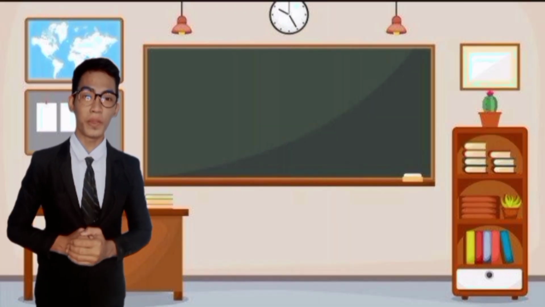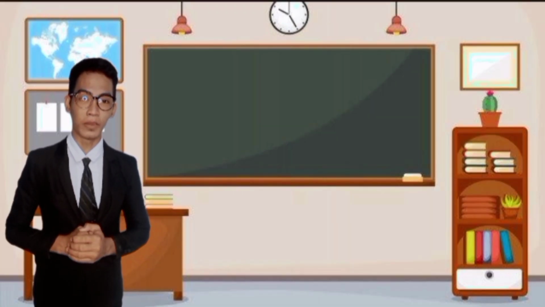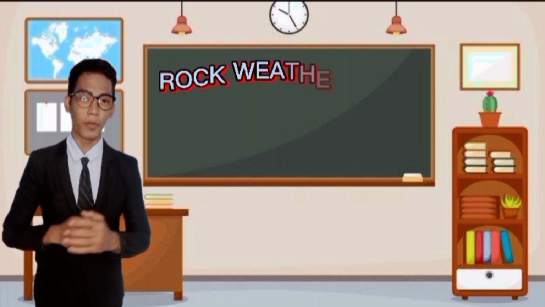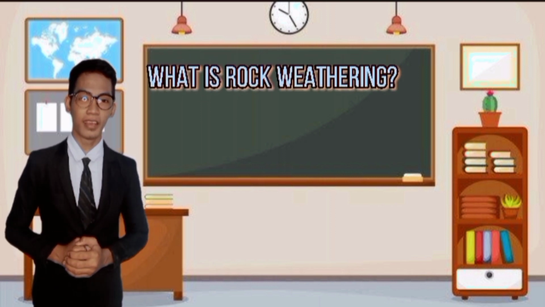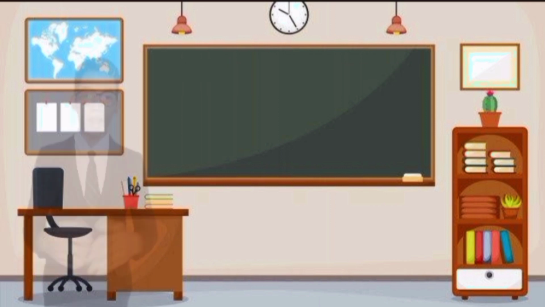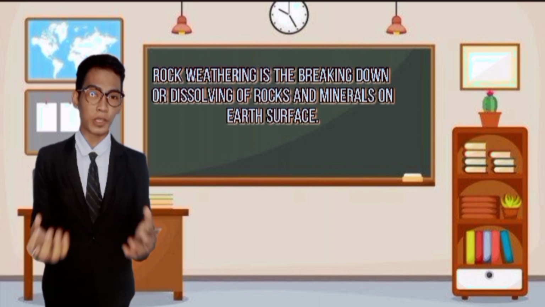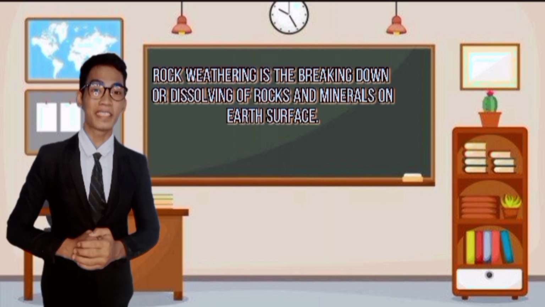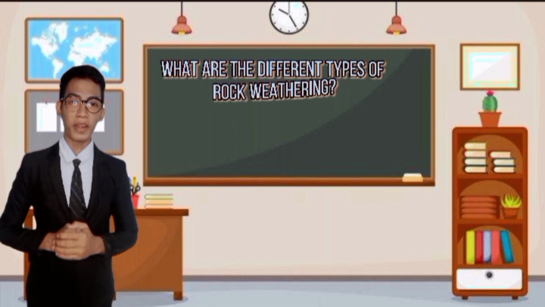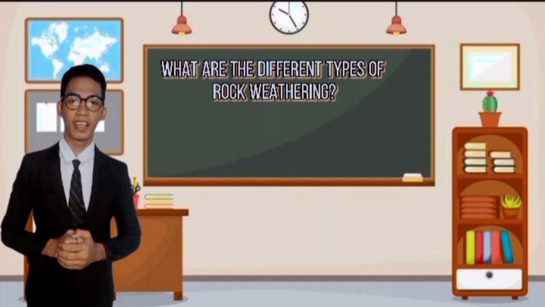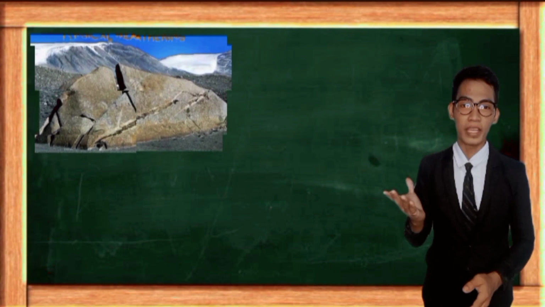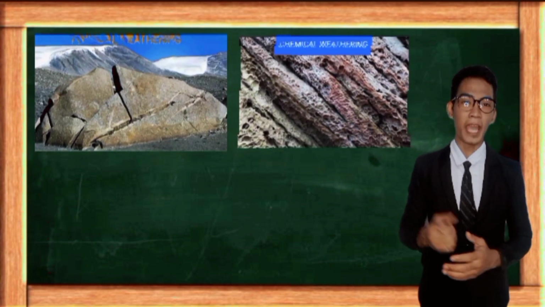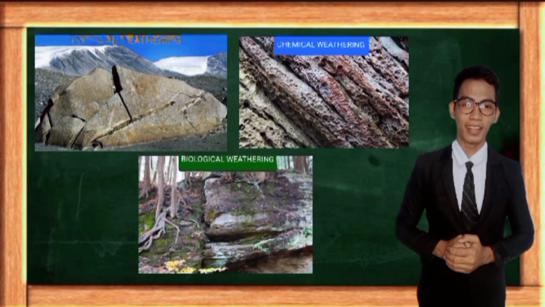But before we go to our new lesson, let's recall our lesson where we discussed rock weathering. So what is rock weathering? That's right! Rock weathering is the breaking down or dissolving of rocks and minerals on Earth's surface. So what are the different types of rock weathering? That's right! Here with me are the different types of rock weathering: physical weathering, chemical weathering, and biological weathering.